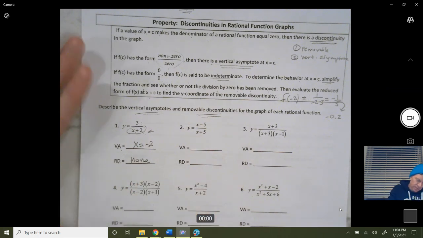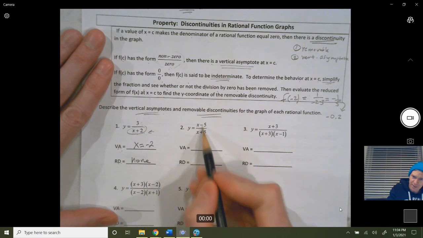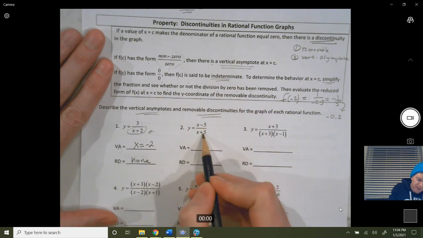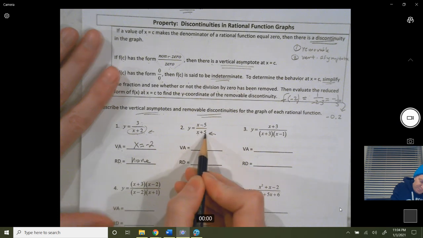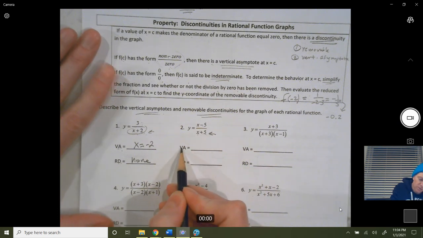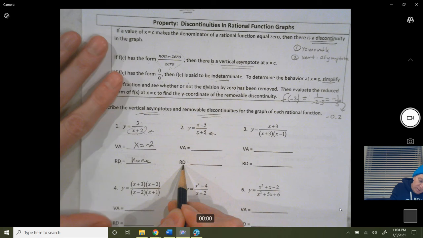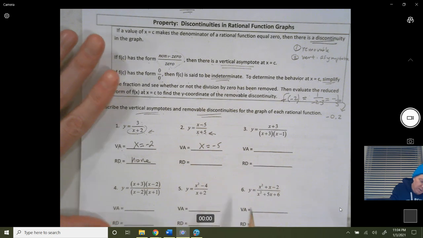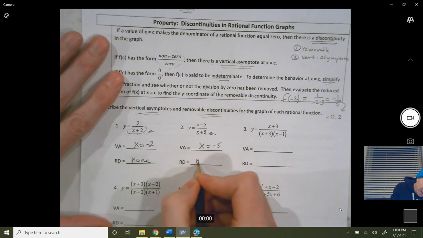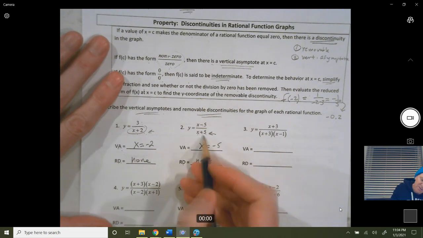Okay, next one. Does anything cancel? No, these are not identical factors. There's one discontinuity at x equals -5. Is it a vertical asymptote or a removable discontinuity? Well, it doesn't cancel, so it's a vertical asymptote. X equals -5 is the equation of that vertical line. Removable discontinuity, none, because there are no factors that cancel.